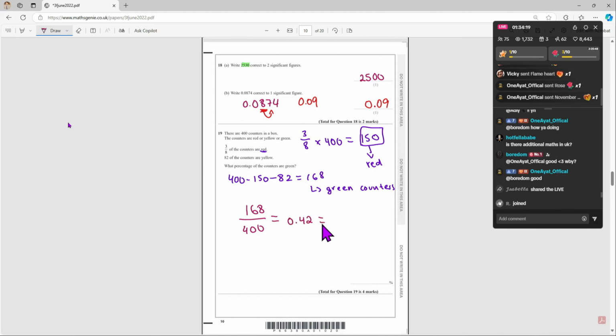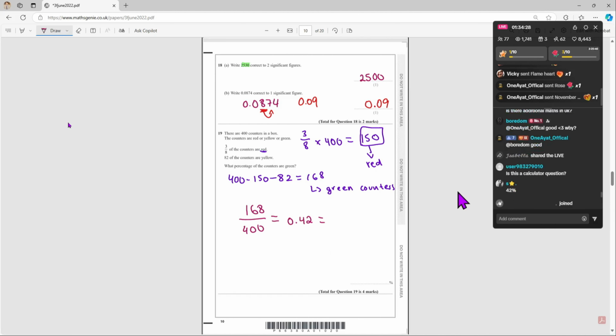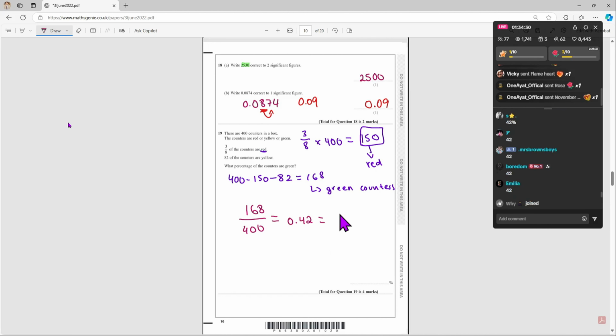Now in the chat, tell me what is 0.42 as a percentage. I want everyone to contribute. This is a calculator paper, guys. It's 42%. 42% is your answer. Well done, guys.